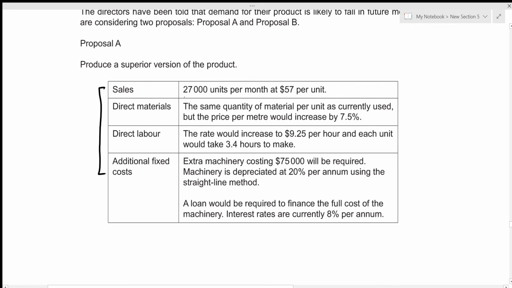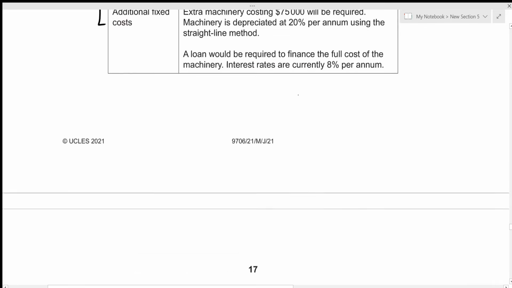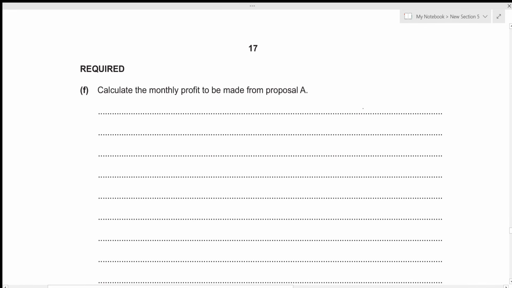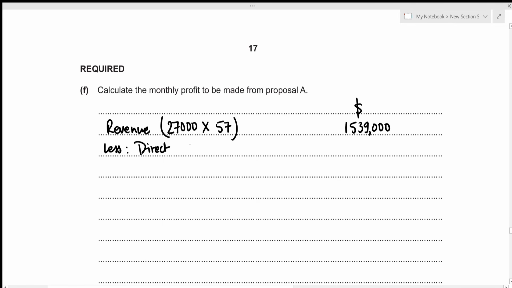So we're given that 27,000 units per month will be sold at 57 per unit. Let's note that down. So we have 27,000 units, and each unit will be sold at the price of 57. This gives us the total revenue to be 1,539,000. Now we need to subtract the direct costs. So the first one is going to be direct material.